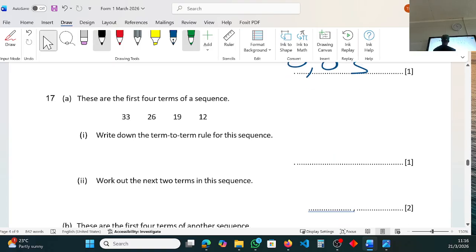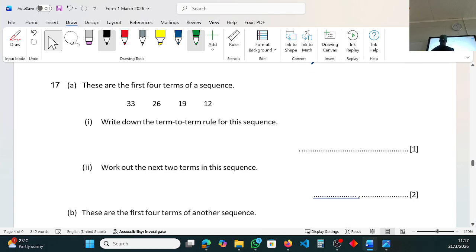Then we've got number patterns here. They are the first 4 terms of a sequence. We look at the sequence there, it looks like it's a decrementing sequence. In other words, the size of numbers is decreasing. So from 33, we are moving to 26. It looks like we subtracted 7, I think. Then from 26, if we subtract 7 again, it takes us to 19. We subtract 7, it's 12.